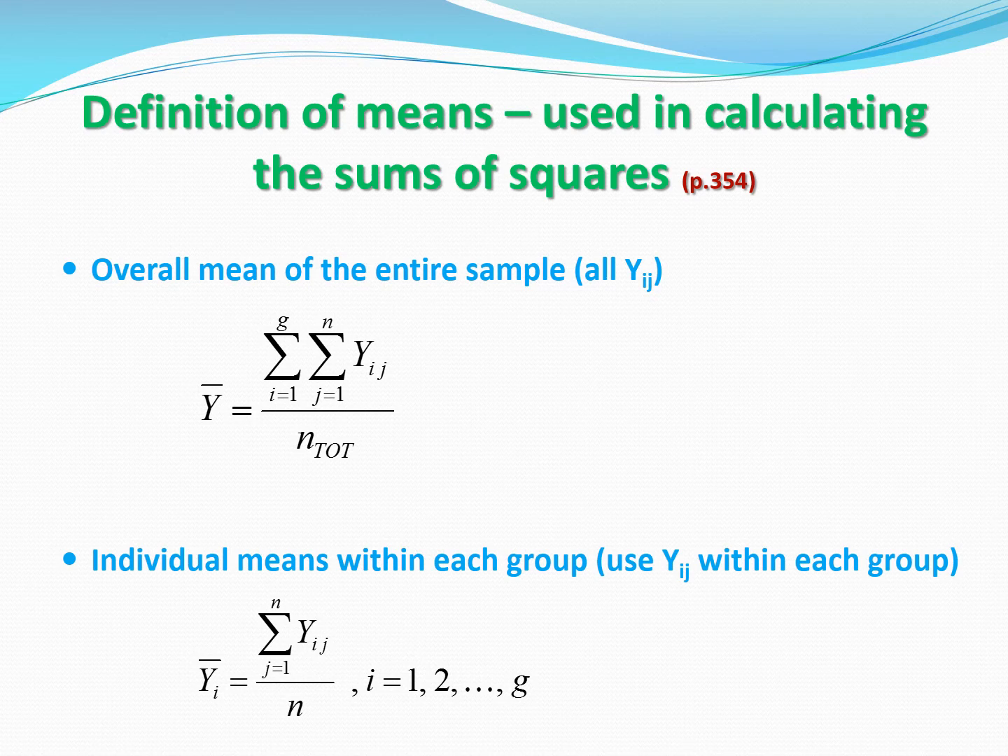Then you can also calculate the individual means for each group. That will be indicated by Yi bar. So for instance, if you calculate the individual mean for group 1, it will be Y1 bar. If you calculate this for group 2, it will be Y2 bar, etc. All you do in calculating this is add all the elements in that specific group and divide by the total number of elements in that group.